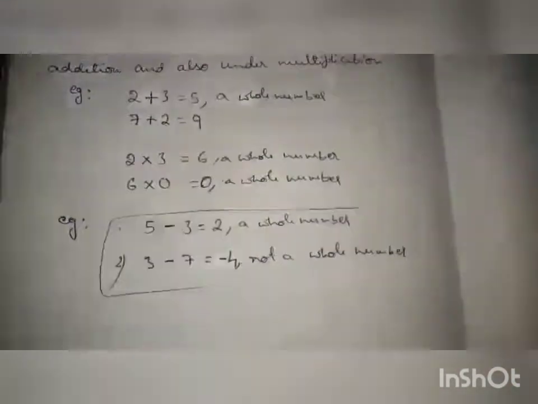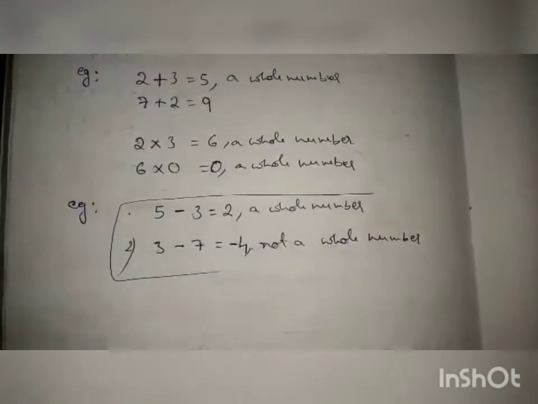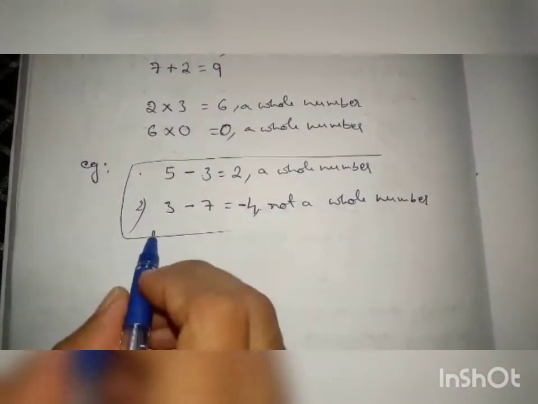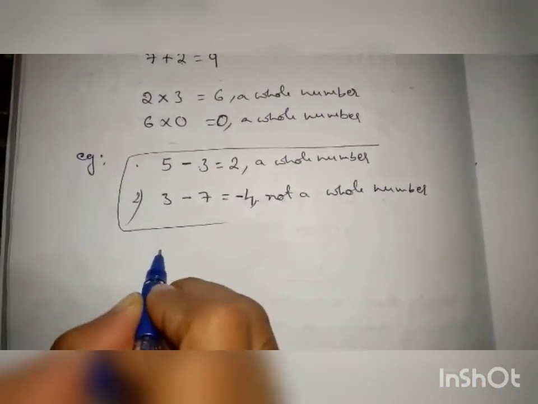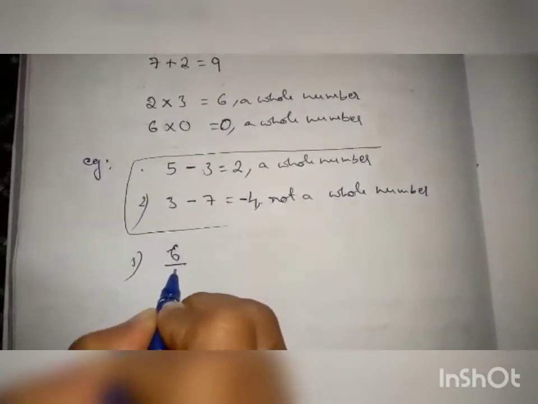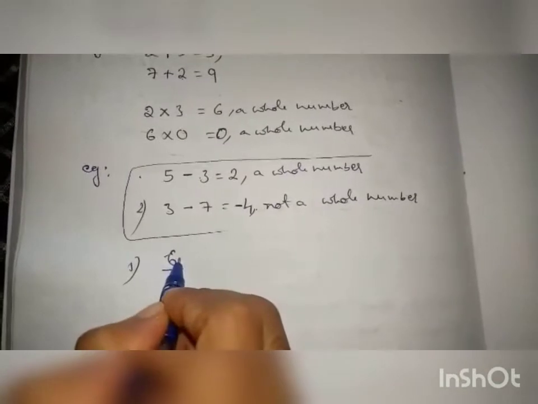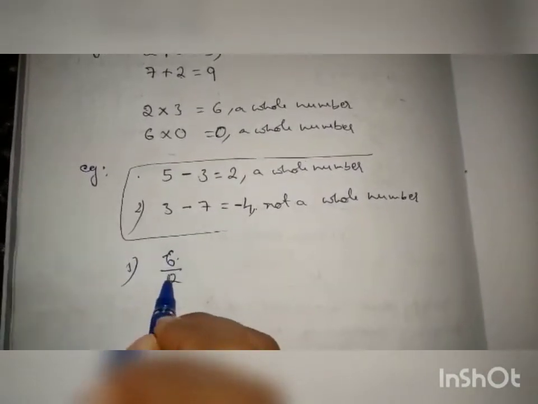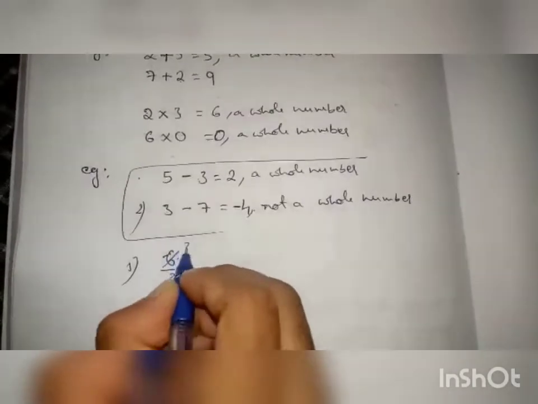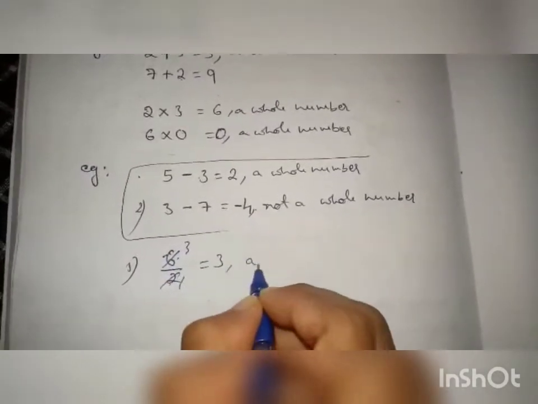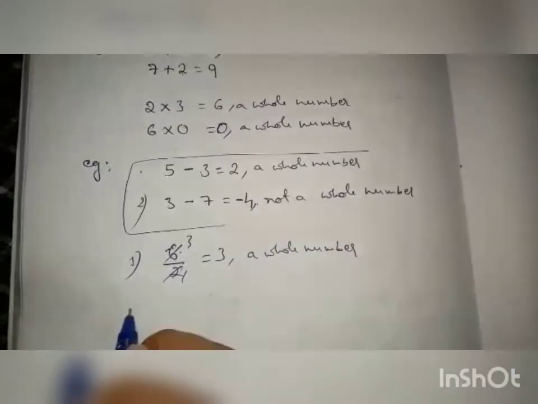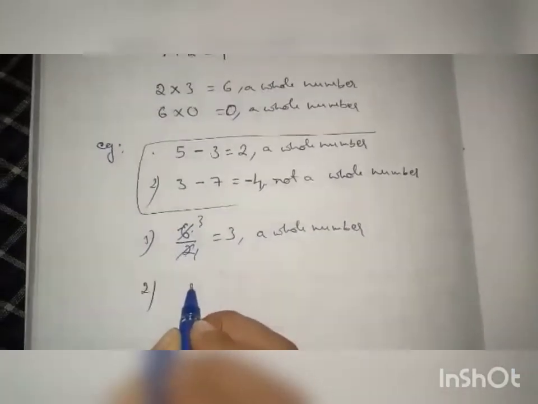And what about division? I'll explain this also with one example. If you have 6 by 2, 6 is a whole number, 2 is a whole number. When you divide, what will you get? 2 ones are 2, 2 threes are 6. So the answer is 3. 3 is a whole number. So one you got, this is a whole number.